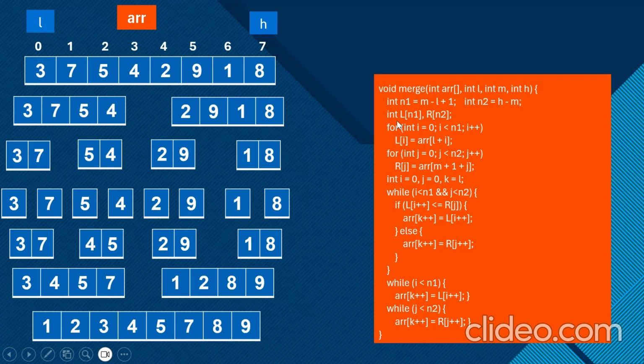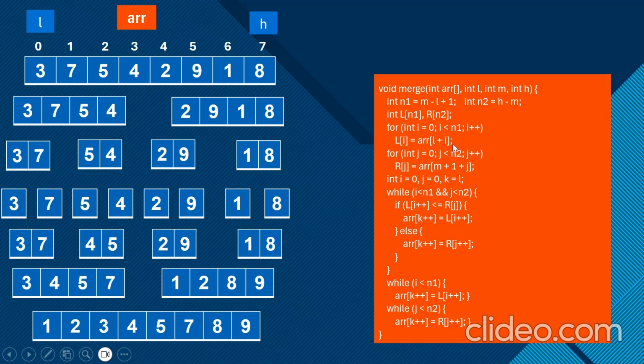Then we are declaring two arrays, left and right, with these two limits or the number of elements that we just calculated. So in the example that we just explained here, n1 would be 4 and n2 would be 4 because both came out to be equal to 4. So we'd be declaring L with 4 and R with 4, that is 4 elements each. Now what remains is we will be initializing this left side array or this L. So what do you think that left subarray should be initialized with? Yes, 3, 4, 5 and 7.